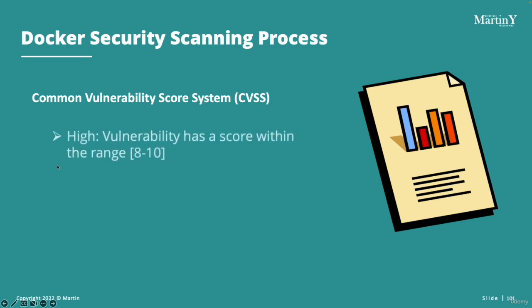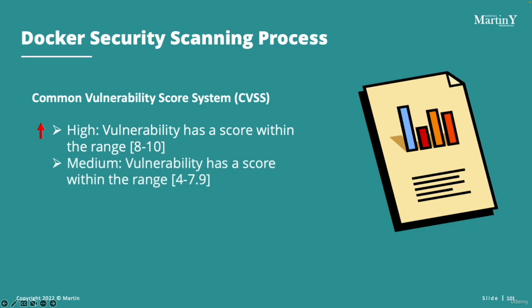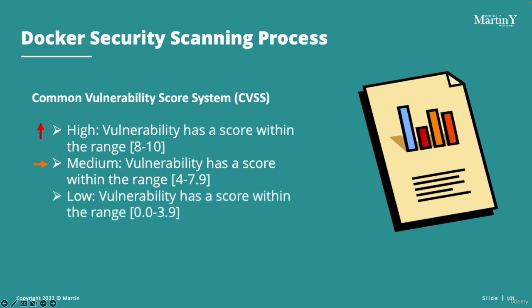Firstly, you would have the high result, which means that the vulnerability is within the range of 8 and 10. Then you have the medium vulnerability, which has a score between 4 and 7.9. And finally there is the lowest impact vulnerability, which is between 0 and 3.9.